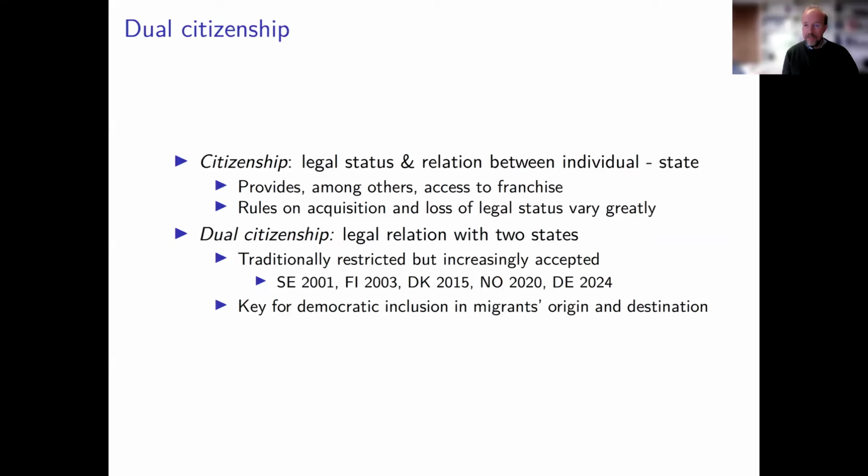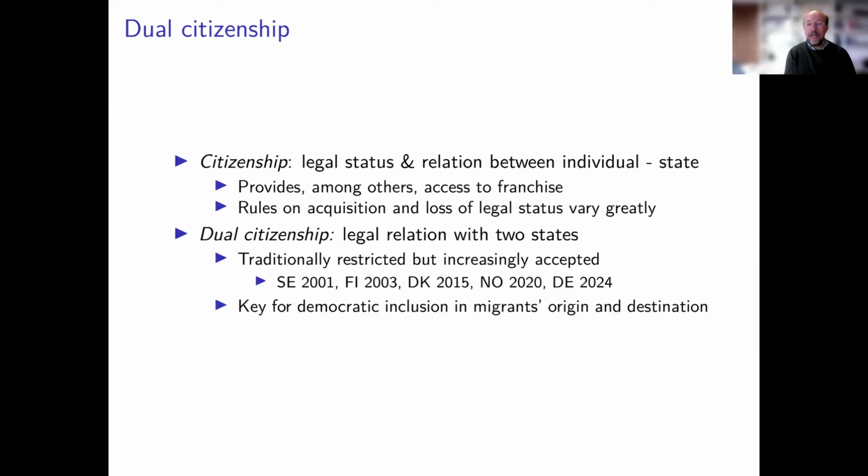Now, when we talk about dual citizenship, we refer to the legal relation that people may hold with two states, right? So you can imagine, I already mentioned birthright. If there is a European citizen who moves to the United States and they have a child in the United States, then that child will automatically be a US citizen, but they often also acquire the citizenship of the parents by descent. So that is, of course, one way that you can become a dual citizen.